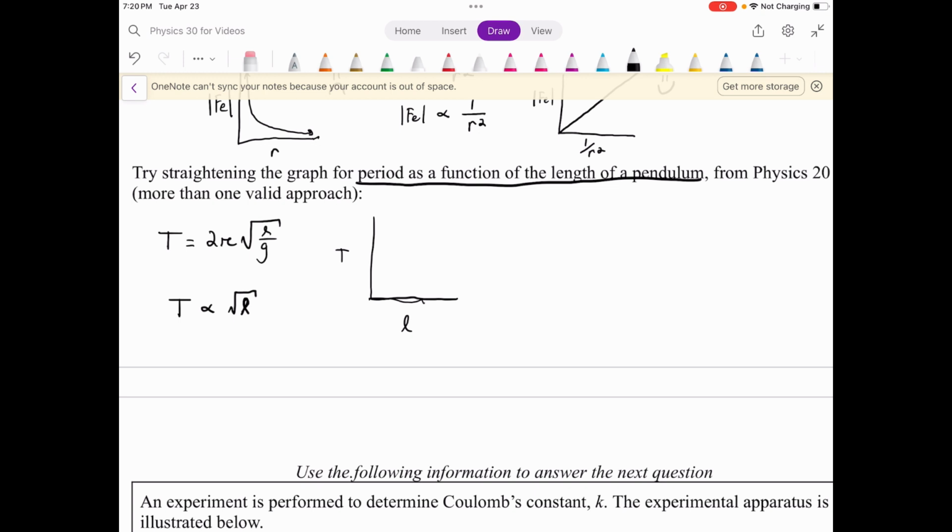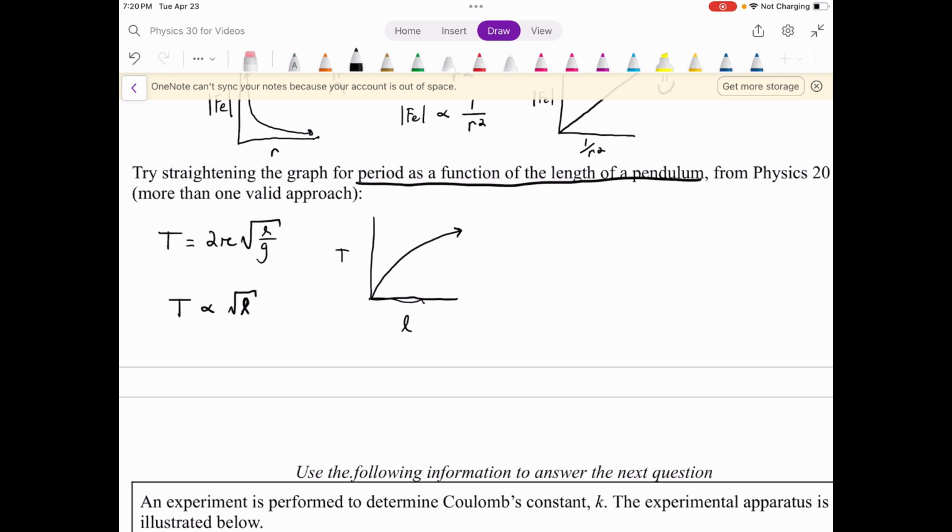So that is not going to give us a straight graph. It's going to give us a graph like this, right? It gives us a square root graph, y equals the square root of x type shape, right? And that's just because of what the relationship shows us. As x increases by some factor, y isn't increasing by that same factor. It's increasing by that factor square rooted, right?